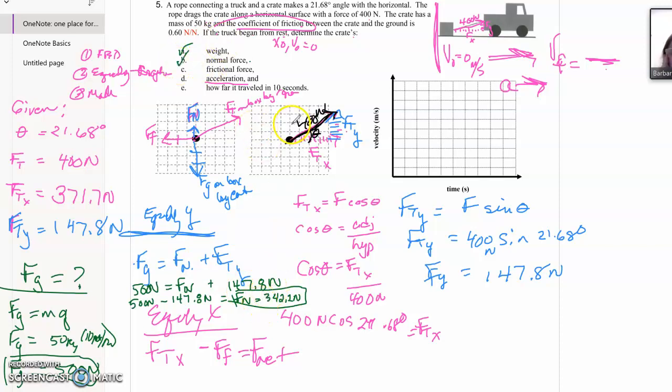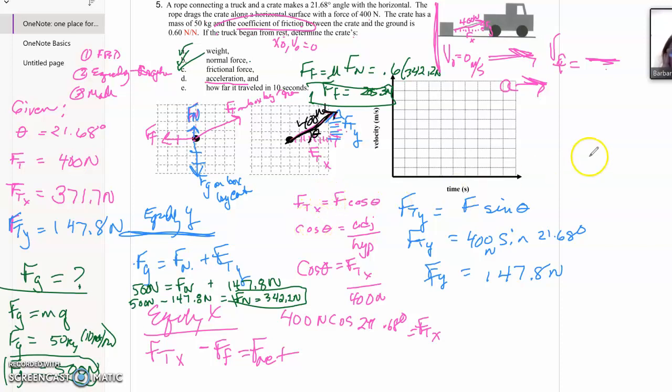All right, then so we got that. The next one is force friction. So I think I might just do that right here. Friction equals mu times force normal. I just found force normal, right? So coefficient of friction is 0.6. Force normal is 342.2. So force friction is 205.3 newtons. Great. Boom. Okay, so what's the acceleration?